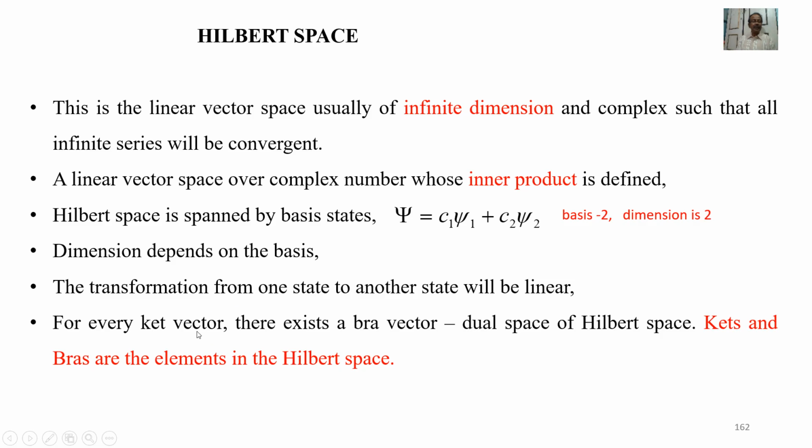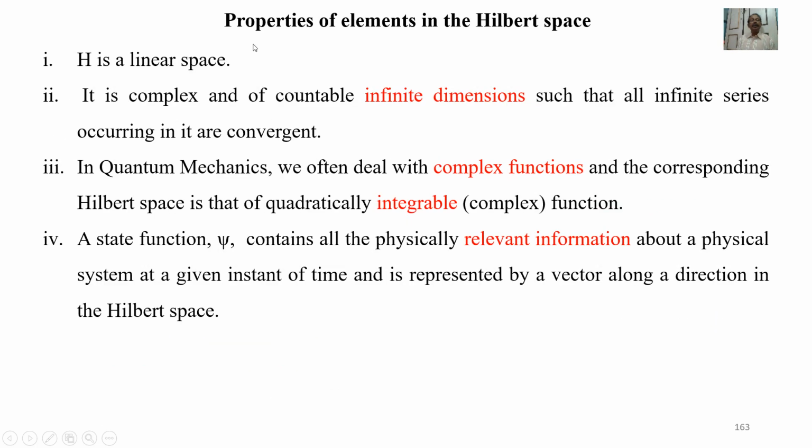For every ket vector, there exists a bra vector. This is the dual space of the Hilbert space; kets and bras are the elements in the Hilbert space. Properties of elements in the Hilbert space: H is a linear space. It is complex and of countably infinite dimensions, such that all infinite series occurring in it are convergent. In quantum mechanics, we often deal with complex functions, and the corresponding Hilbert space is that of square integrable functions, which are nothing but complex functions.